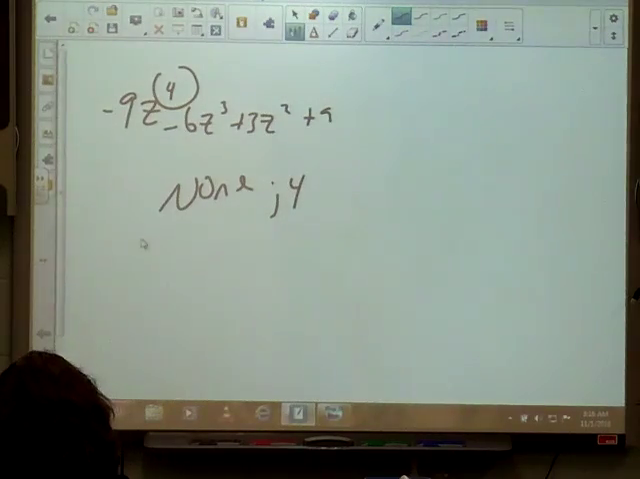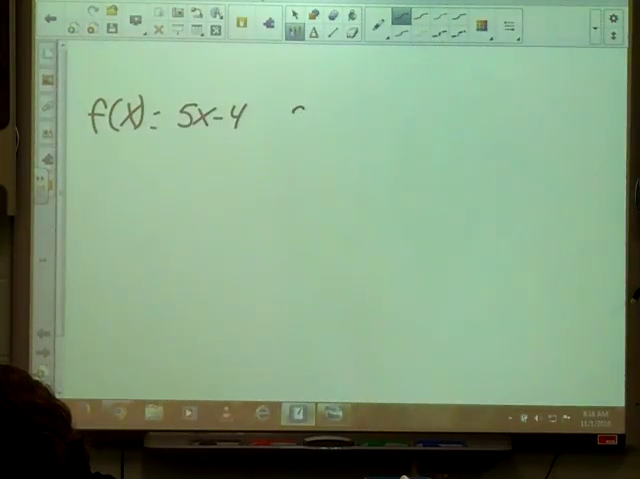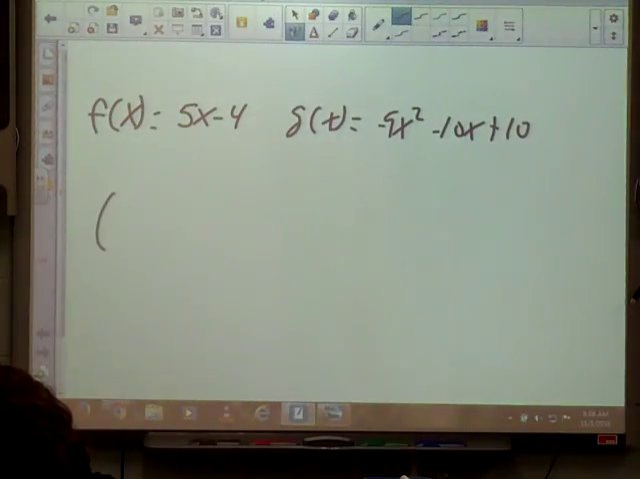Alright, 16. It told me that f of x is 5x minus 4. G of x is negative 9x squared minus 10x plus 10. They ask us to find f plus g of x. So I'm just adding these.